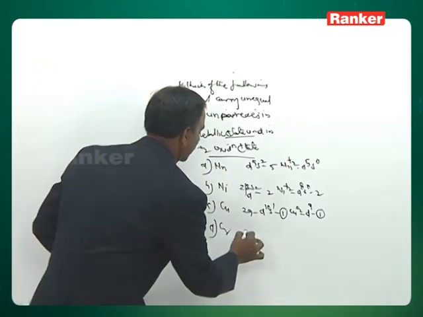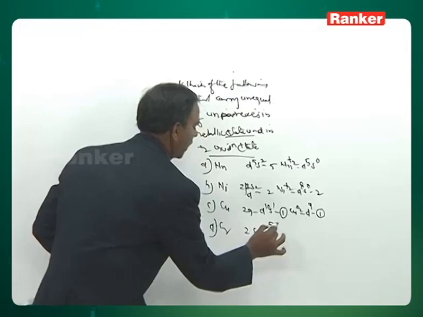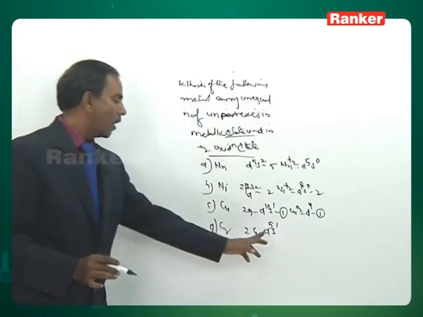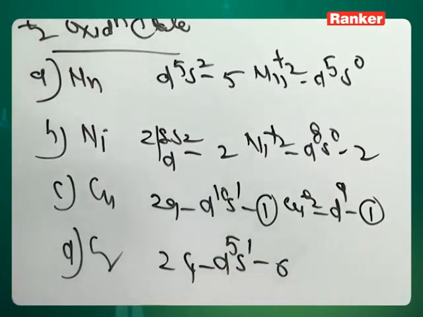Coming to chromium. Chromium's atomic number is 24. Many times you know this is like copper. Chromium is carrying the abnormal electronic configuration d5 s1. How many unpaired electrons in the metallic state? 6. 5 plus 1, 6.